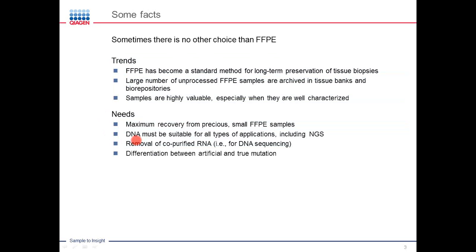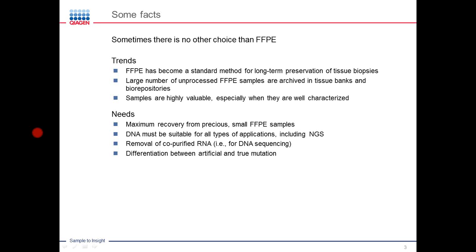I would say that within the research community, FFPE samples are not necessarily the most, let's say, favored starting material, as FFPE presents some challenges. And we're coming to that in a minute, what these are. But sometimes there is simply no other and no better choice. And the reason for that being that during the past decades, formalin fixation and paraffin embedding has become sort of a standard method for long-term preservation of tissue biopsies.